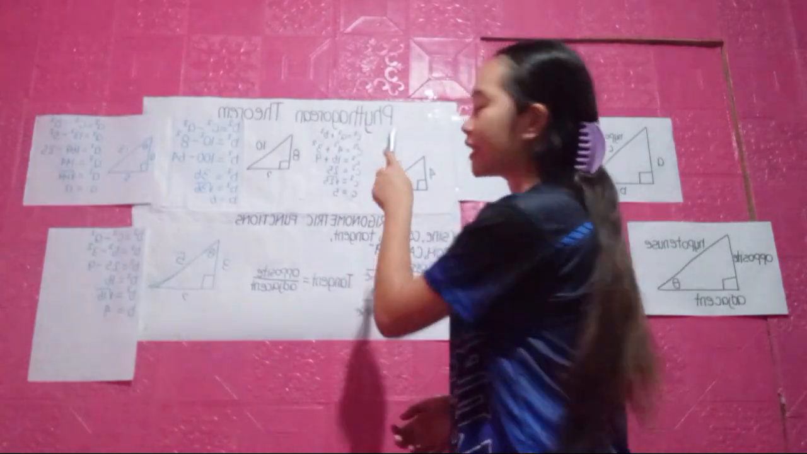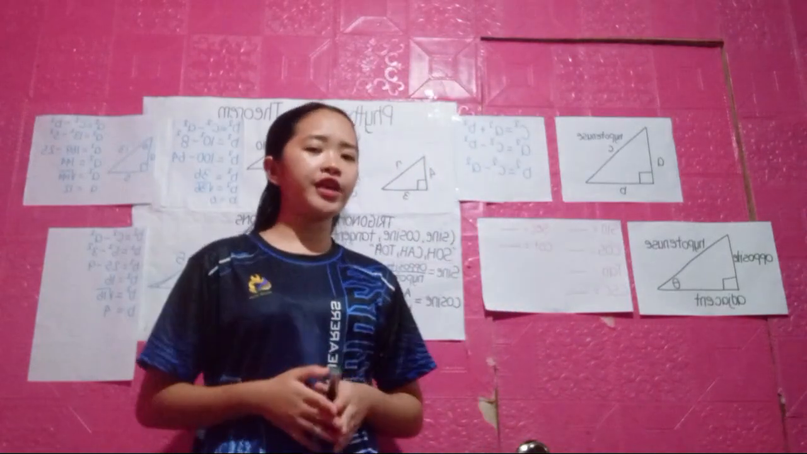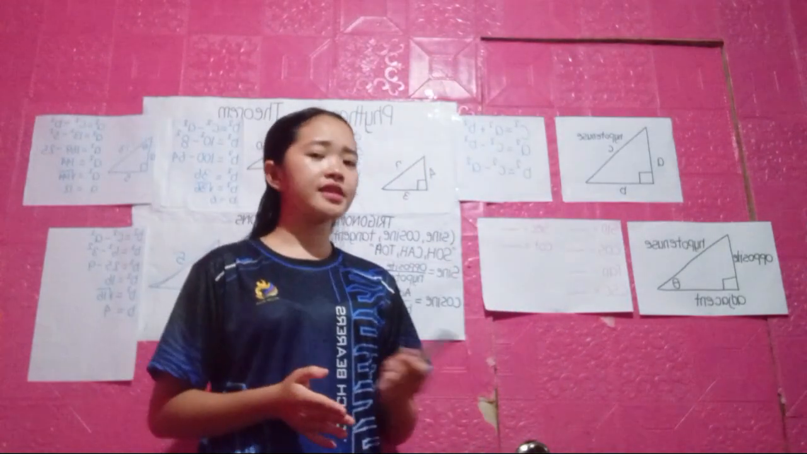So now, let's start with the Pythagorean theorem. But first of that, what is the Pythagorean theorem? The Pythagorean theorem was discovered by Pythagoras, and this branch of mathematics is used to find the missing side of an angle. So, if we use the Pythagorean theorem to find the side of an angle, how can we use it?